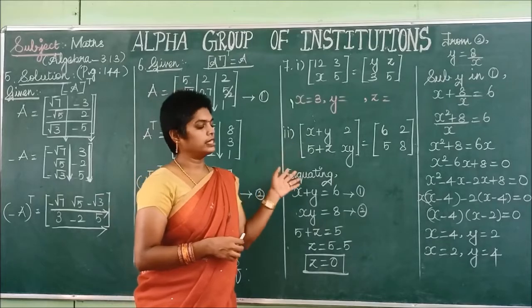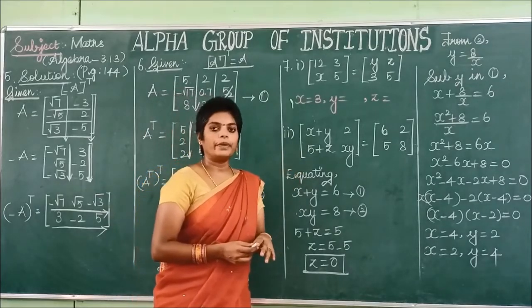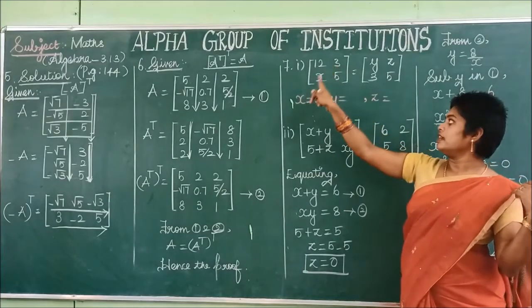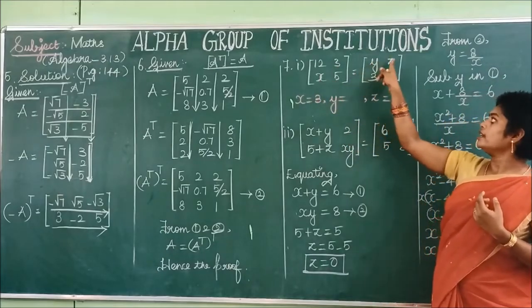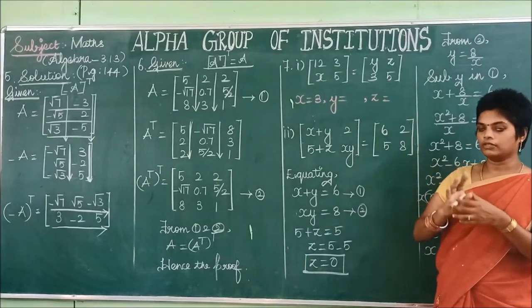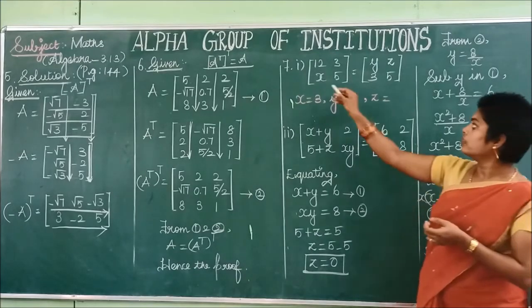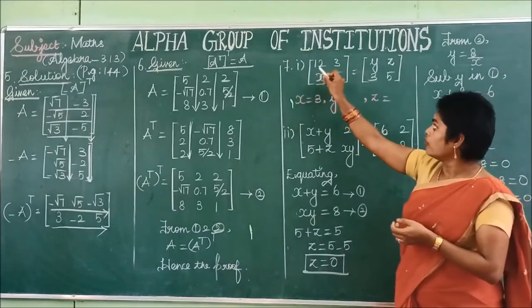Okay. So let's move on to the next problem, that is the 7th problem. Look at page number 144, 7th problem. Listen to the 7th problem. Find the values of x, y and z from the following equations. Check with the first question: 12, 3, x, 5 is equal to y, z, 3, 5. In this given matrix, you have to find the x, y and z values. So equate both matrices.